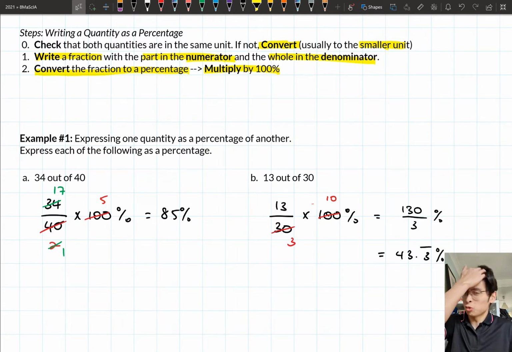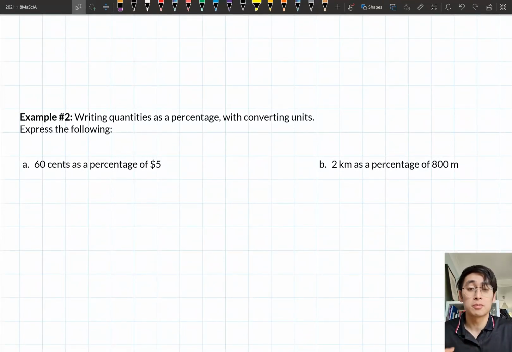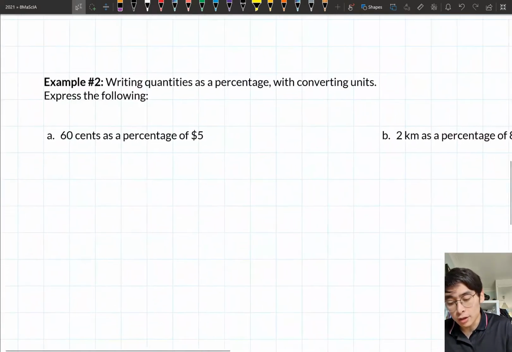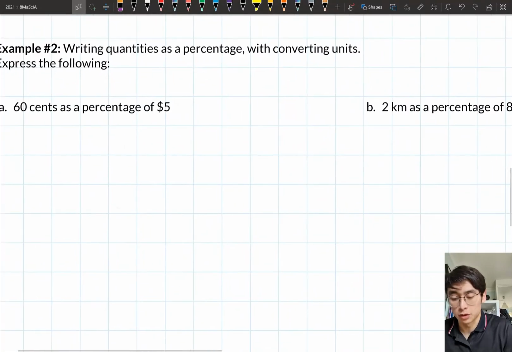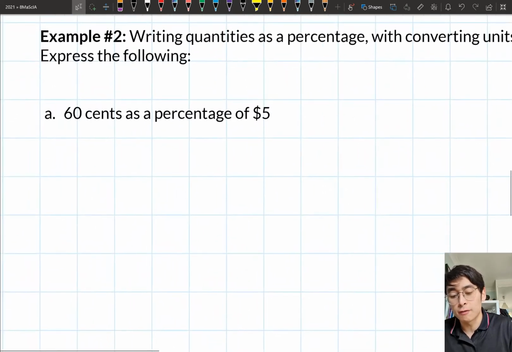Now the second lot of examples, we need to actually convert the units because the units are not the same. We can only do this particular operation if we have the same units in both the top and bottom of my fraction. So with these examples, we're going to notice that with different units, we need to convert the units first. So if you have a look here, I've got 60 cents as a percentage of $5. This is the question: express 60 cents as a percentage of $5.